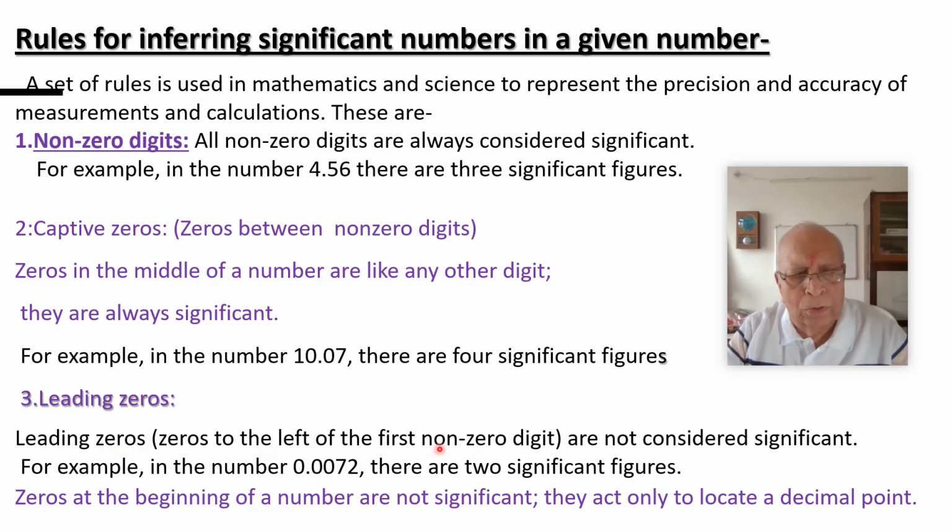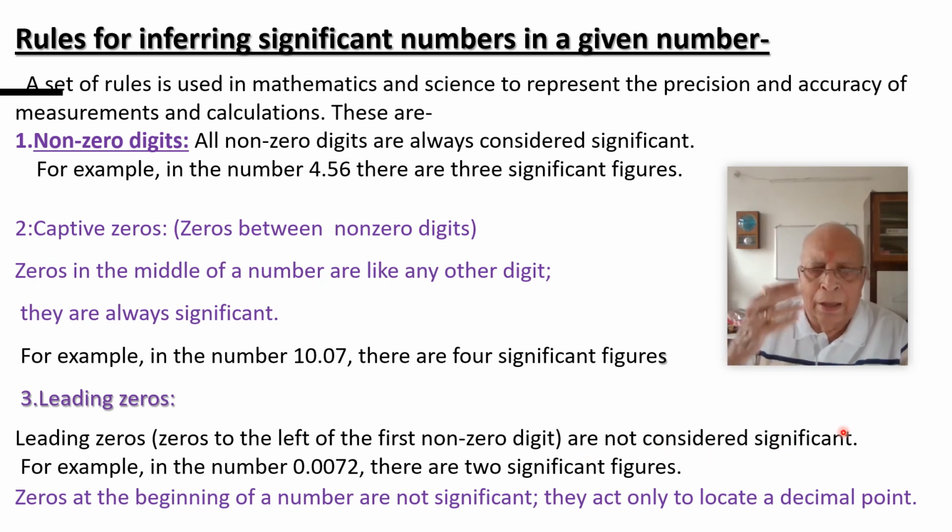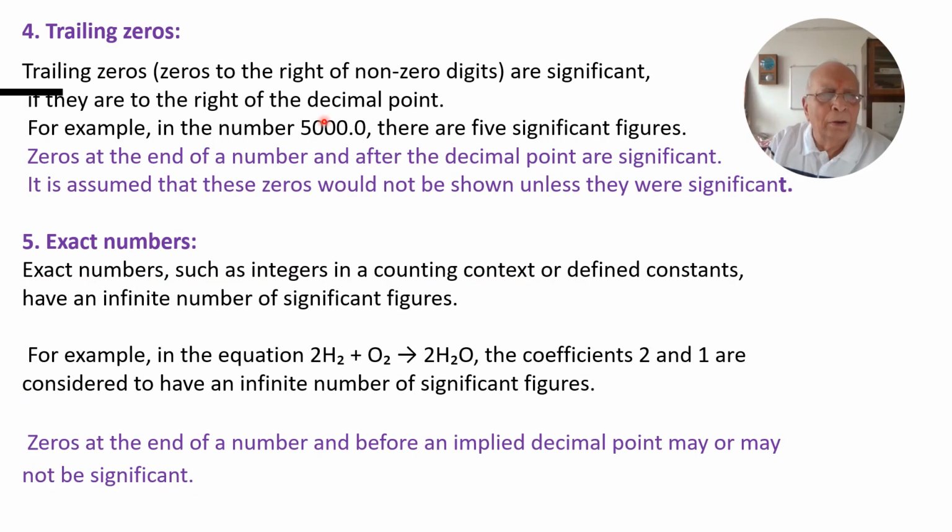Leading zeros, zeros to the left of the non-zero digits, are not considered significant. Means they are insignificant. For example, 0072.00722. Two significant figures are there. So that way, the rules you have to practice, you have to go through it. And trailing zero means a zero after a significant number with a decimal point. That is known as trailing zeros. They are to the right of the decimal point. They are significant.